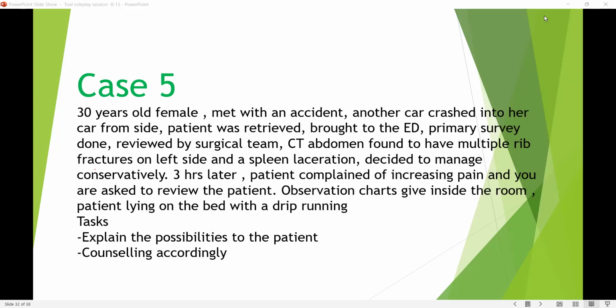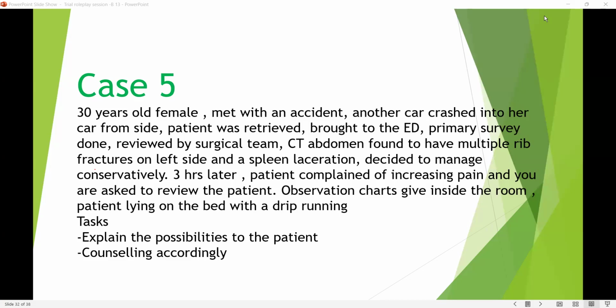Thirty years old, no worries. A 30 year old female met with an accident. Another car crashed into her car from the side and the patient was retrieved and brought to the ED. Primary survey was done and she was reviewed by the surgical team. CT abdomen found multiple rib fractures on the left side and also a spleen laceration, and the surgical team decided to manage conservatively. But 3 hours later, the patient complained of increasing pain and you are asked to review the patient. Observation chart is given inside the room, with the patient lying on the bed with a drip running. So your task is to explain the possibility to the patient and counsel accordingly.